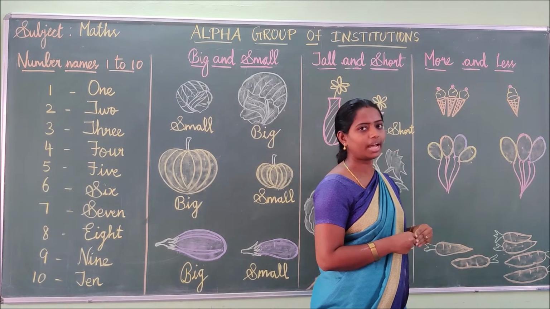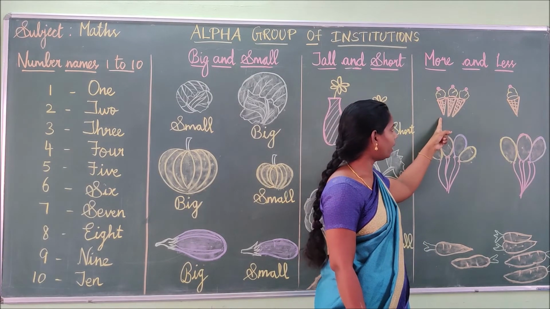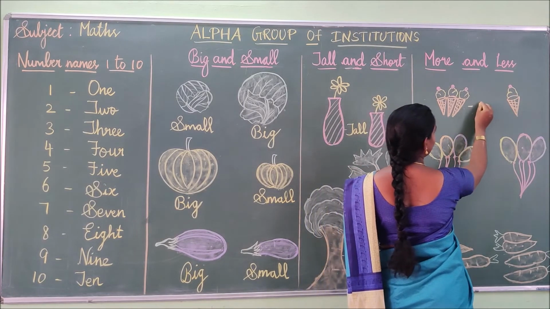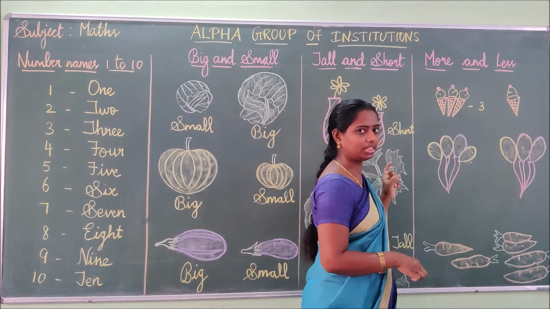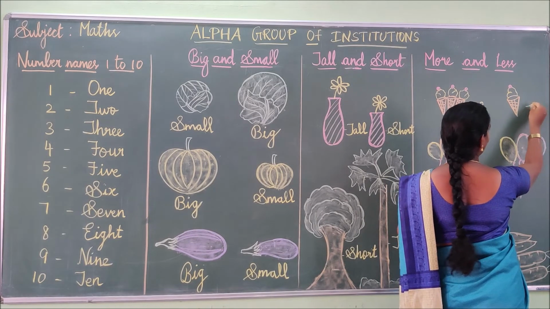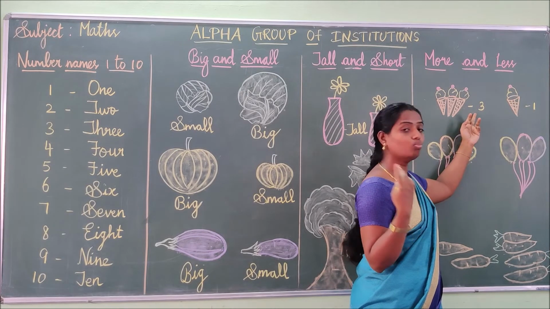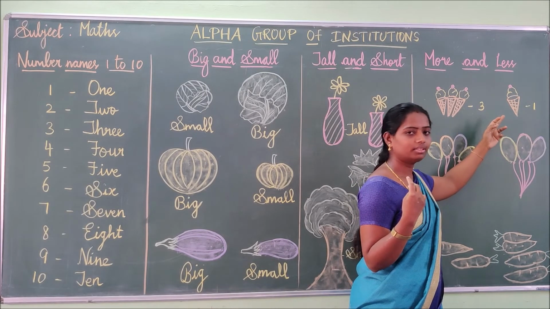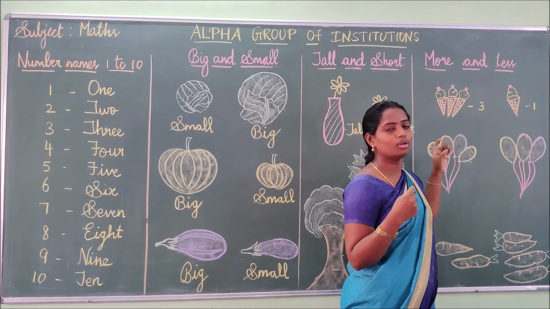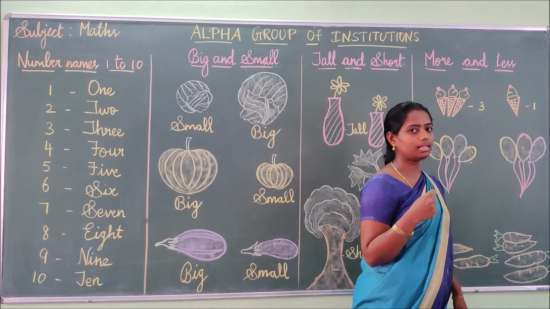Children, shall we count the ice creams first? See, how many ice creams are there here? 1, 2, 3. How many? First I am writing 3 here. Then we will find out if it is more or less. See, we have 3 ice creams here. And see how many ice creams here? Here we have only 1 ice cream. So, which is greater? Which is more? 3 or 1? Yes, very good, children. 3 is more than 1, isn't it? So, we have to say here more ice cream and here less ice cream.